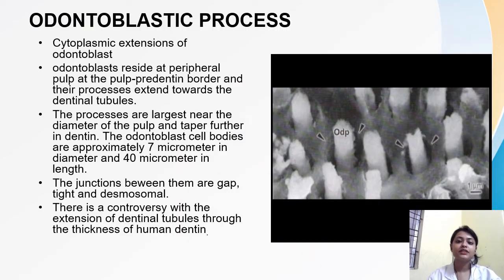Now coming to the odontoblastic process. It is a cytoplasmic extension of the odontoblast. Odontoblasts reside at the peripheral pulp at the pulp-predentin border, and their processes extend towards the dentinal tubules. The processes are larger near the diameter of the pulp and taper farther in the dentin. The odontoblast cell bodies are approximately 7 micrometer in diameter and 40 micrometer in length. The junctions between them are gap, tight and desmosomal junctions. There is a controversy about the extension of dentinal tubules through the thickness of the human dentin.